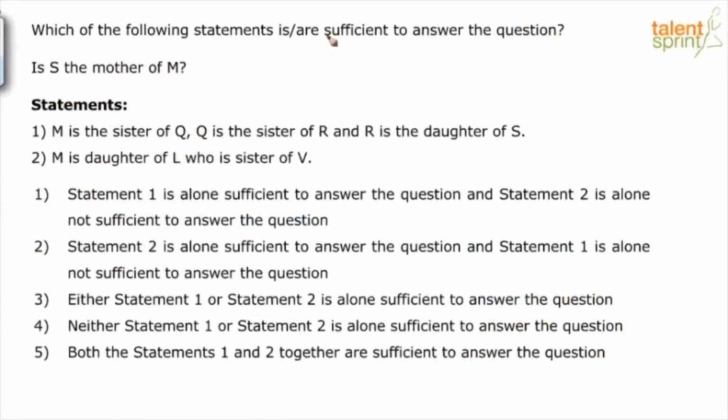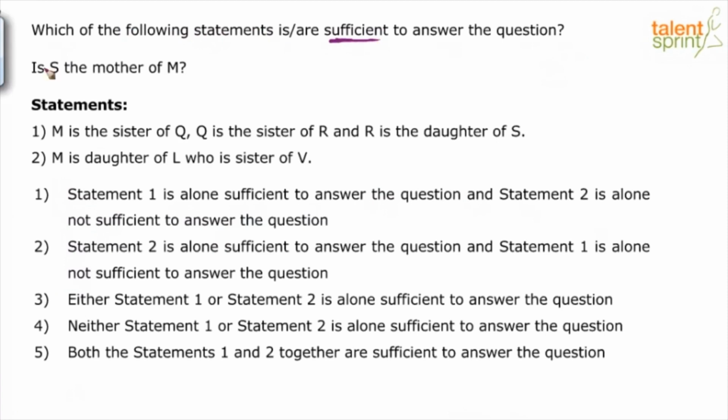Which of the following statements is/are sufficient to answer the question? Now from the options you can understand that this is a data sufficiency question, right? Option 1 says statement 1 alone is sufficient to answer the question, and statement 2 alone is not sufficient to answer the question. And the question also clearly says which of the following statements are sufficient. So a sufficiency question here.